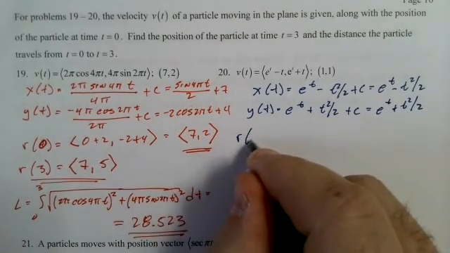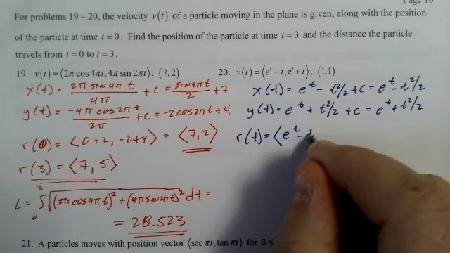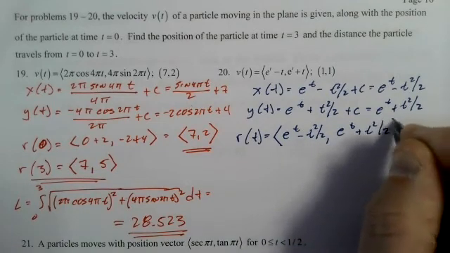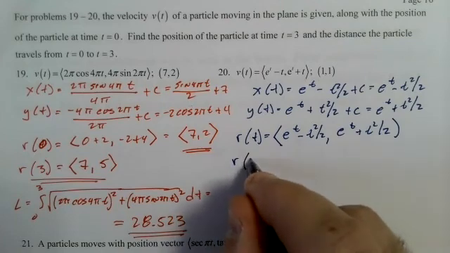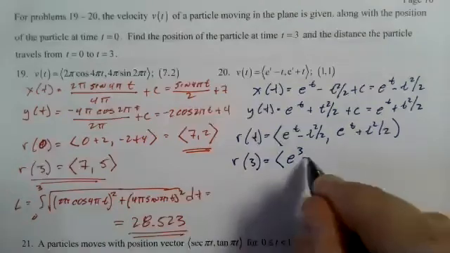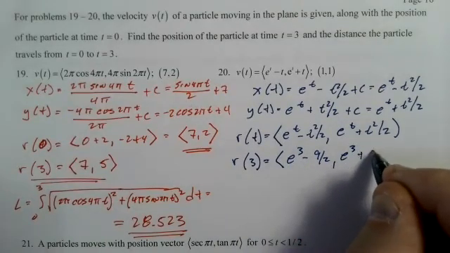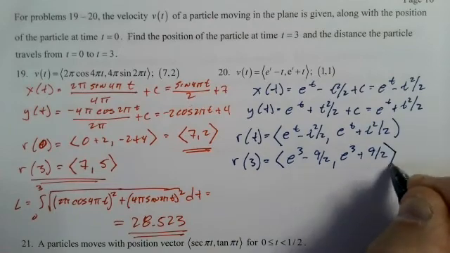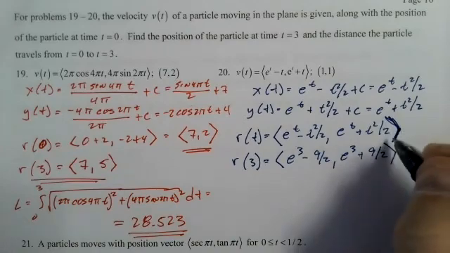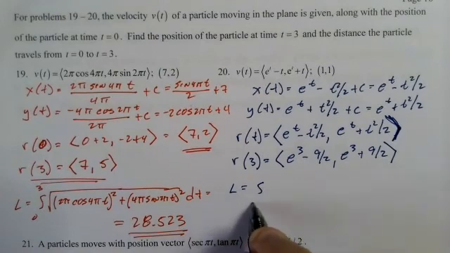All right, r of t equals e to the t minus t squared over 2, comma, e to the t plus t squared over 2. r of 3 equals e to the third minus 9/2, e to the third plus 9/2. Told you I do this all the time. Try and make sure those are blocky. And then L equals integral 0 to 3.